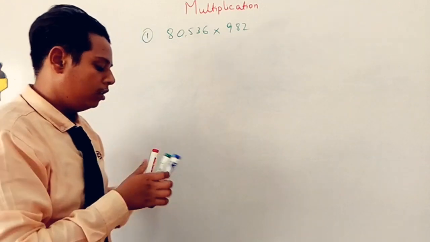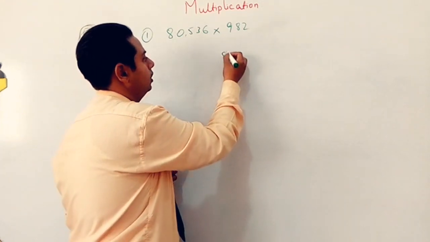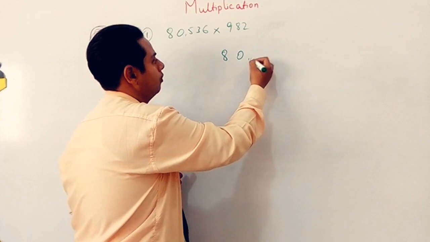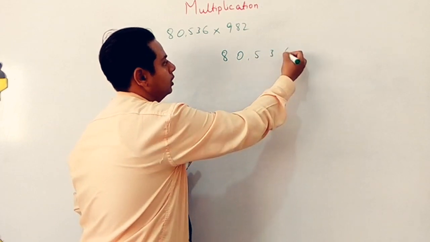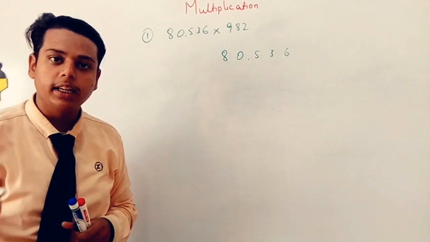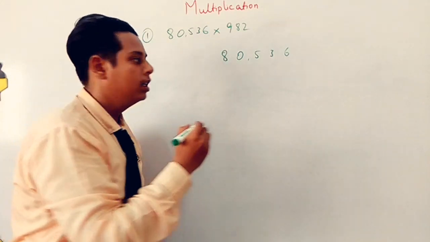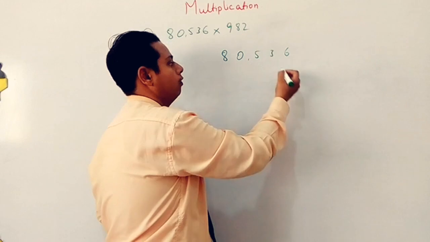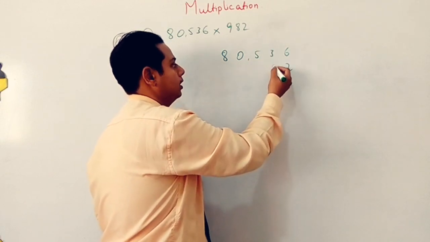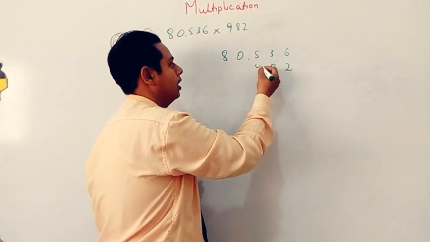First of all, we will write the numbers 80536. We will write the number with a gap, so it will not be a mess over there. Now the second one, 982. Ones under the ones, tens under the tens, and hundreds under the hundreds.